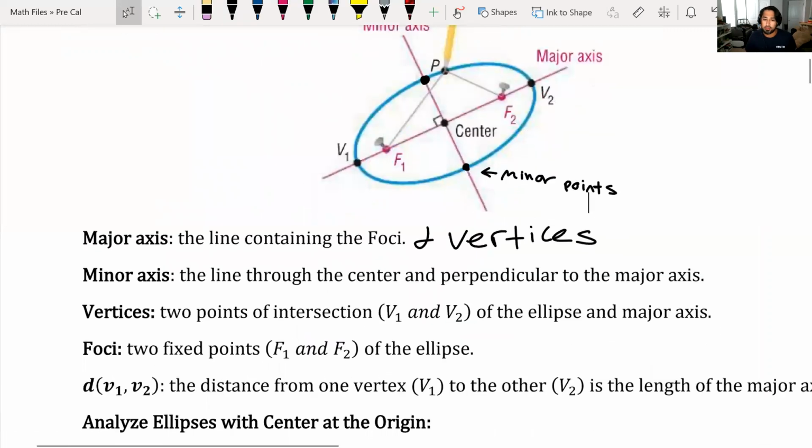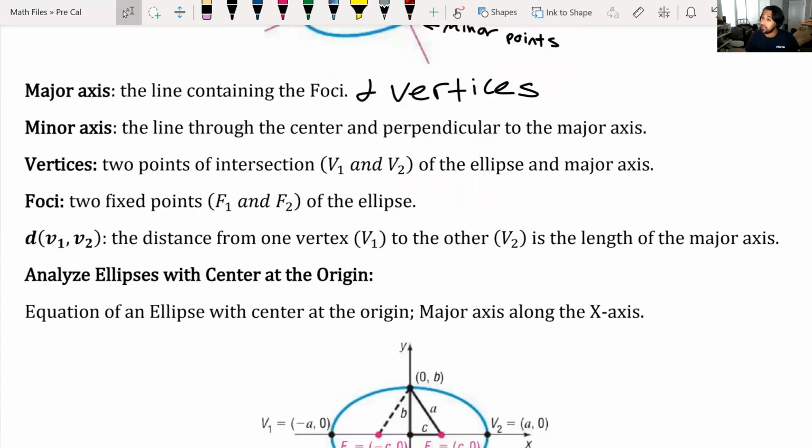All right, the definition of the vertices. They are the two points of intersection, V1 and V2, of the ellipse and the major axis. So listen close: the length of the major axis is the distance from V1 to V2. Foci are the two fixed points, F1 and F2, of the ellipse. The distance from vertex 1 to vertex 2 is the length of the major axis.